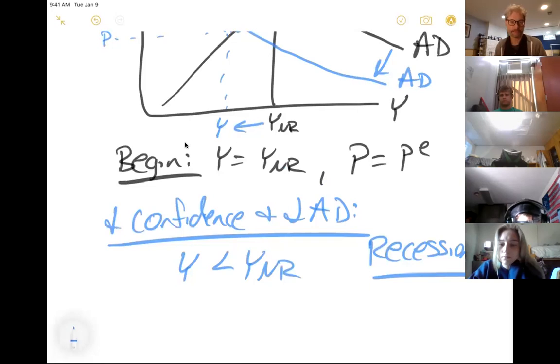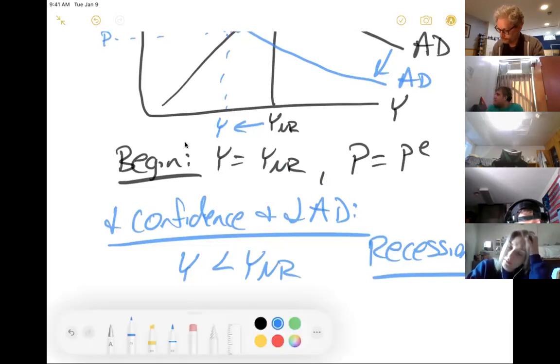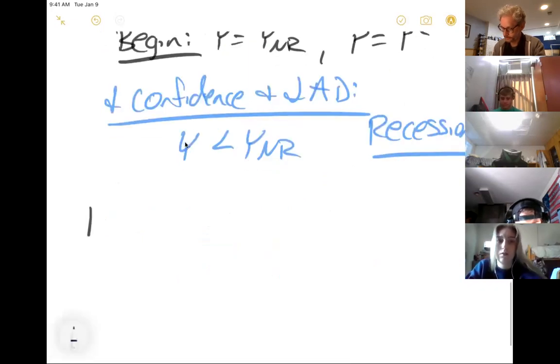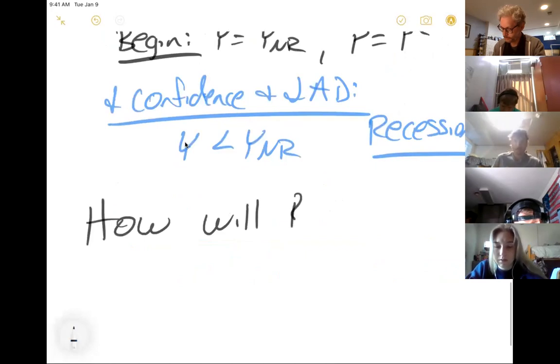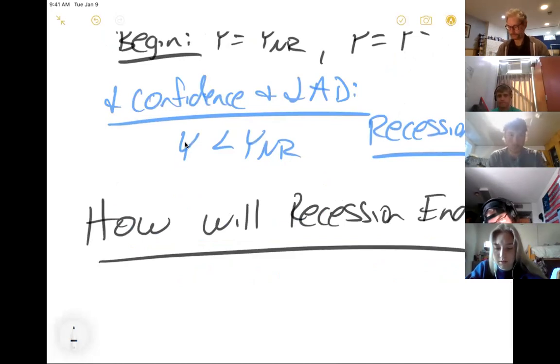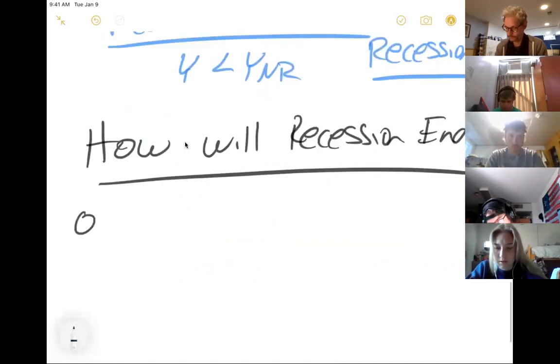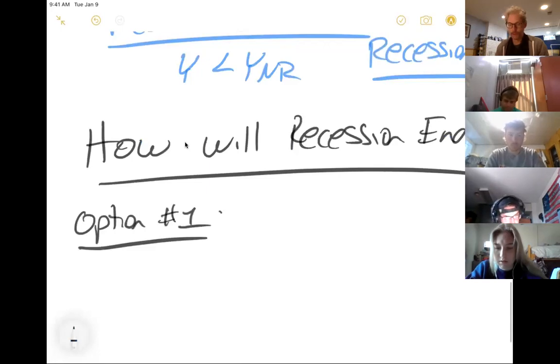That part is pretty easy. That's the easy part of understanding. Hopefully this is pretty clear to us, how a fall in aggregate demand could lead to a recession. Now, here's the more complicated question. How will this recession end? Will we ever get back to the natural rate? The first option would be you could follow the prescriptions of the classical economists.